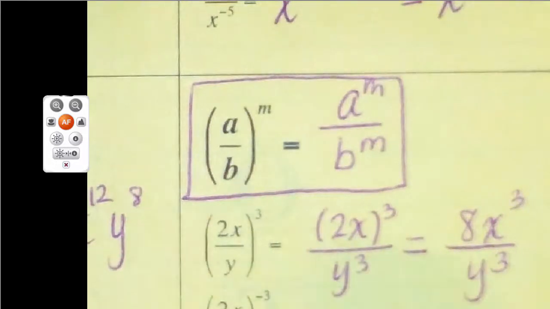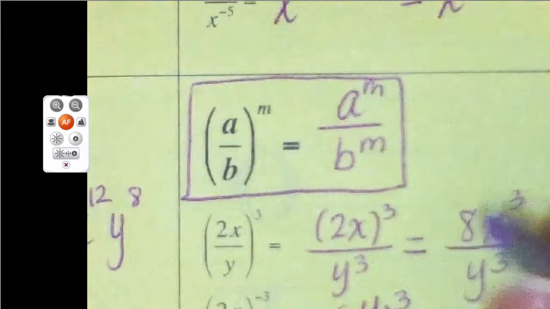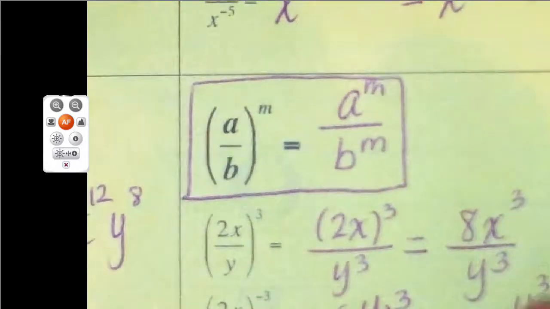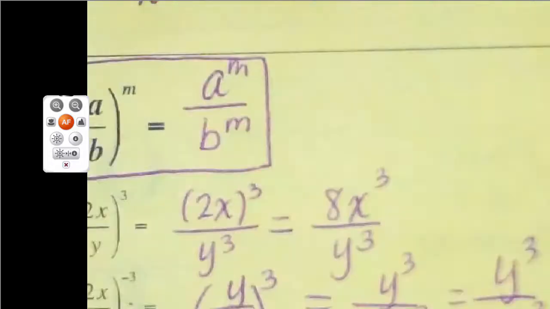Finally, I have 2x over y to the negative 3rd. Well, remember earlier, a negative exponent means a reciprocal. So we'll do that first, and we have y over 2x all to the positive 3rd. Now I raise everything inside to that 3rd, and I get y to the 3rd over 2x all to the 3rd, or y to the 3rd over 8x to the 3rd.